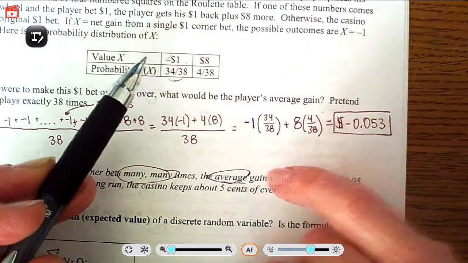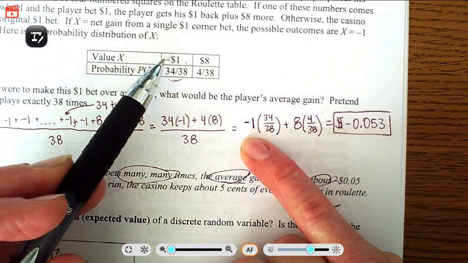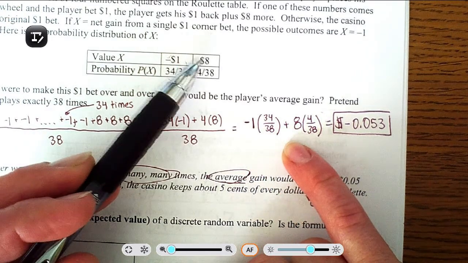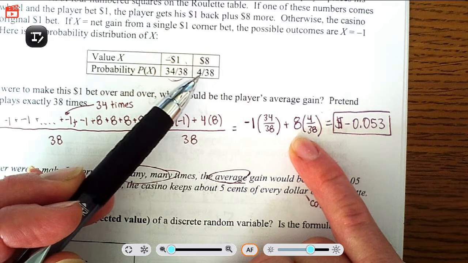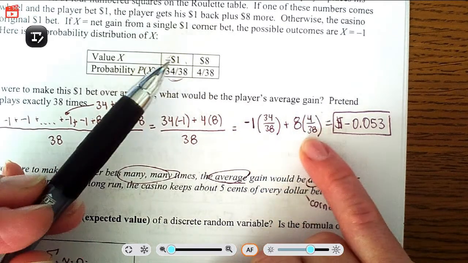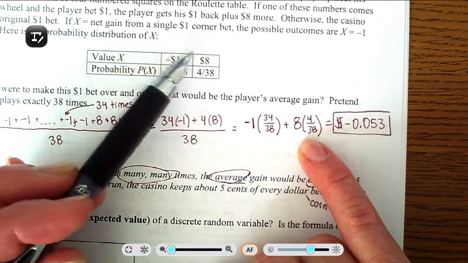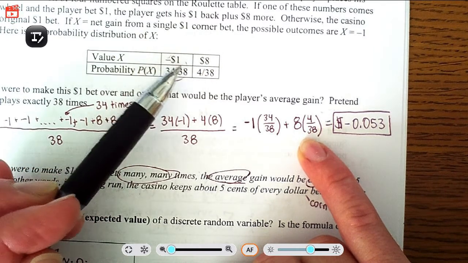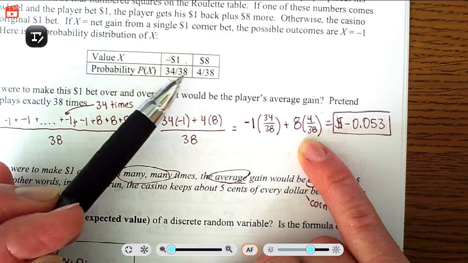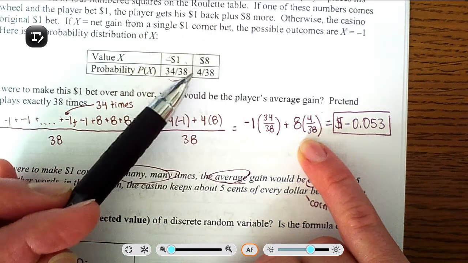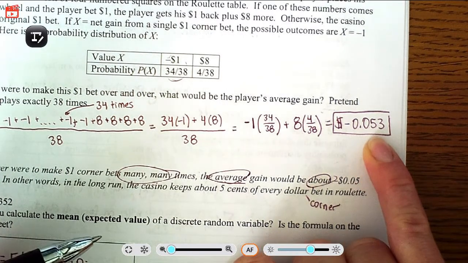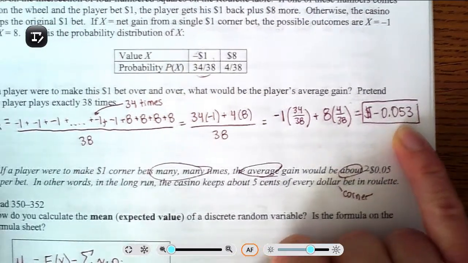And what this is technically is each value of the random variable times its probability, and the other value of the random variable times its probability, and we're going to find the expected value, which means a value of the random variable, weighted by the fact that 34 38ths are the odds of -1, and only 4 38ths is the odds of gaining 8. So we would expect to lose 5.3 cents per game in the long run, and that's how a casino is making their money.